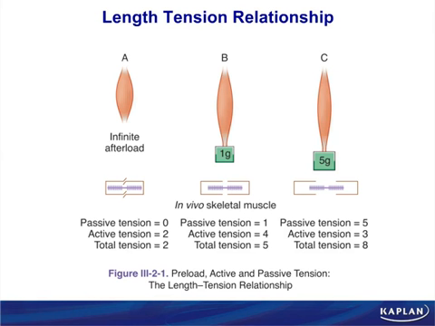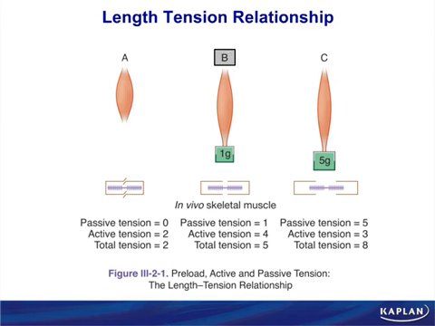Okay, here's a picture of, say, a muscle. And for right now, let's just not worry about this infinite afterload that's in the book. So A represents a muscle that has zero preload on it. We're not putting any load on it. So imagine the rubber band, and you're just holding the rubber band up. That's A. There is no preload on the muscle. Now we take this muscle, and we put a little load on it, a 1 gram weight on it. Okay, that's what's illustrated in B.